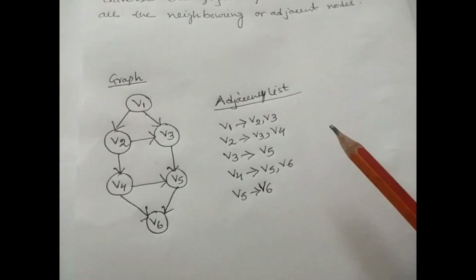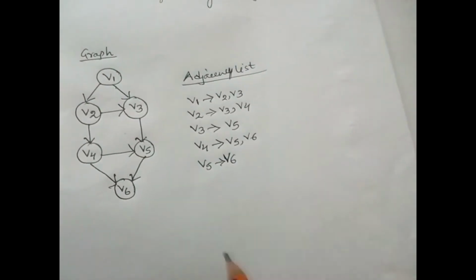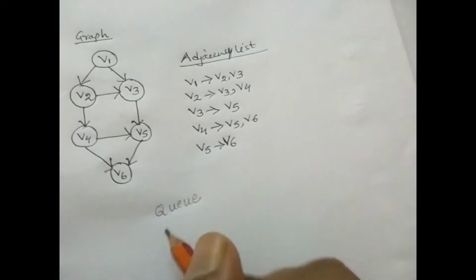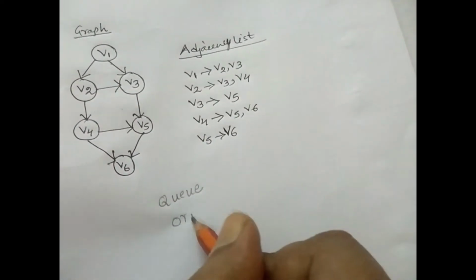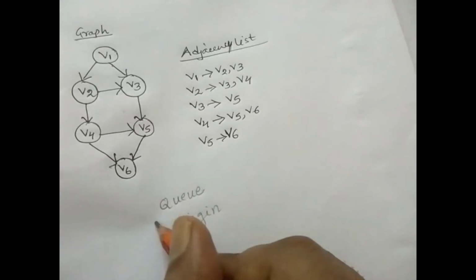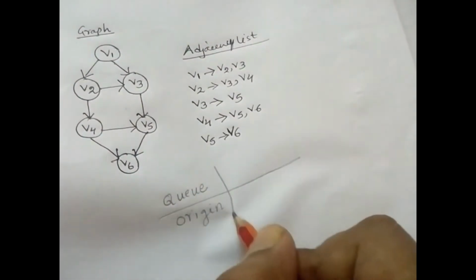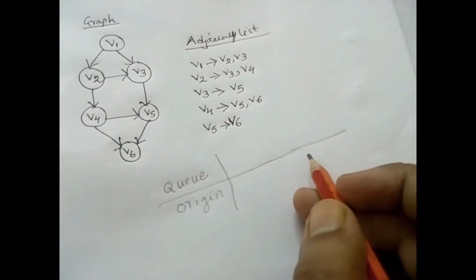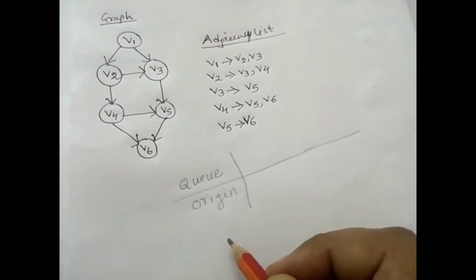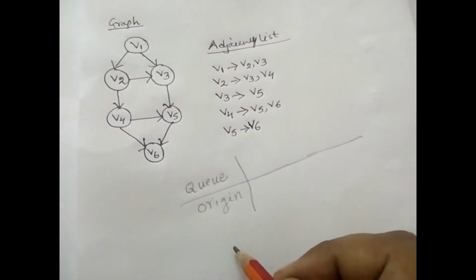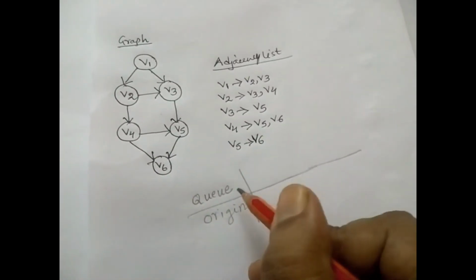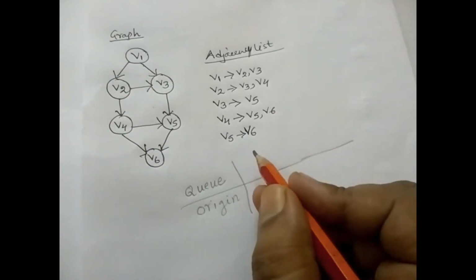In this graph traversal algorithm, we are using two arrays. One is Q and another is origin. Okay. Q is used to hold the nodes that have to be processed or searched, and origin is used to keep track of the origin of each node. Okay, suppose the source node is v1.